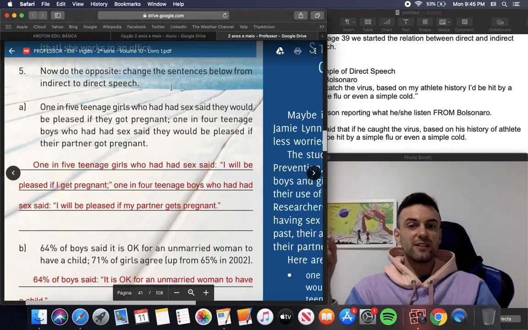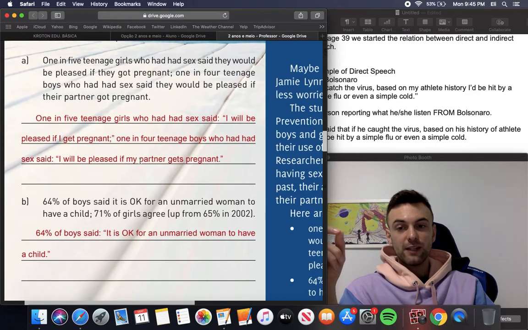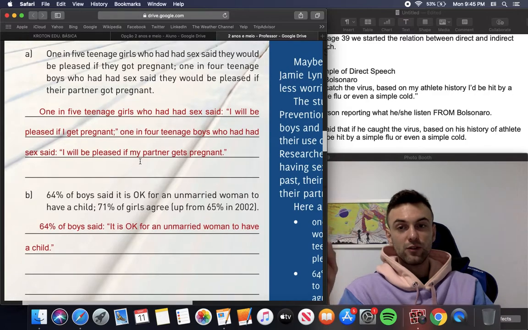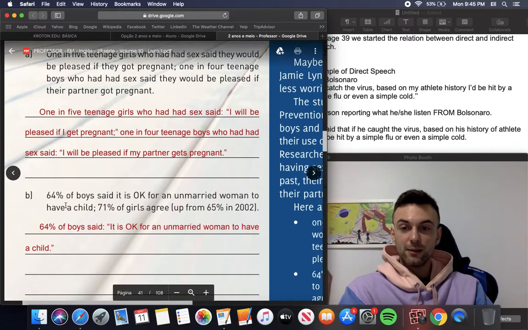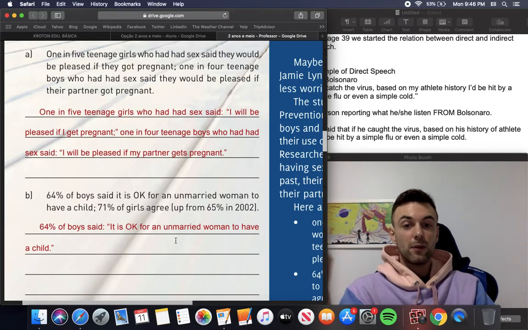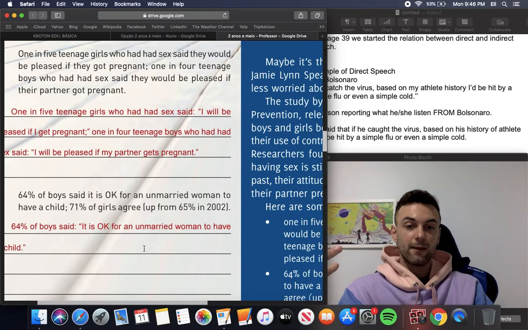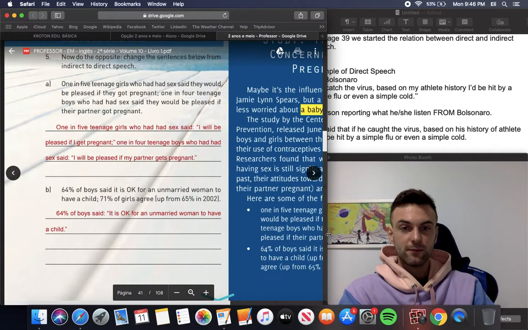The opposite: change the sentence below from direct to indirect speech. Fica aqui, então, para vocês conferirem o resultado de vocês em casa e me perguntem, então, se ficou alguma dúvida. Olha, vamos pegar esse exemplo aqui. 64% of the boys said it's okay. Então, 64% of the boys said it is okay for an unmarried woman to have a child. Certo? Tirar um pouco do zoom, fica mais fácil trabalhar.